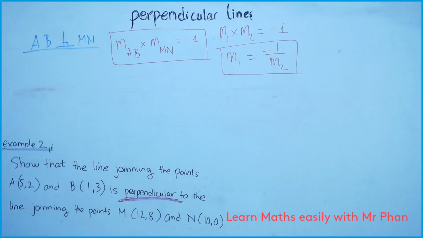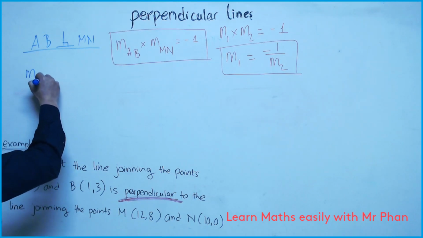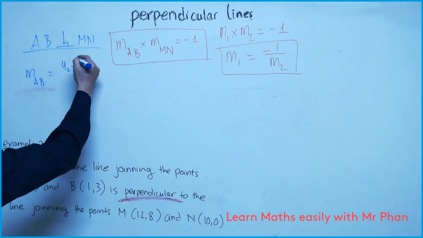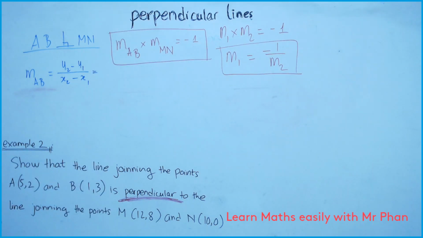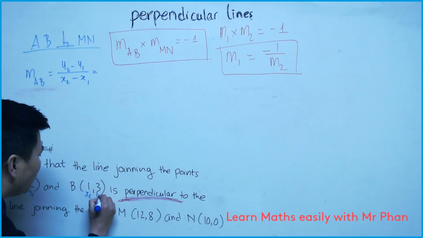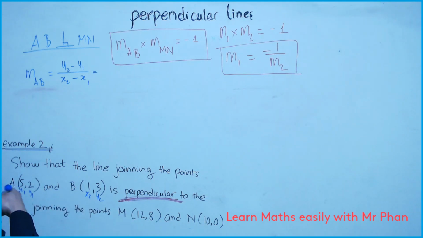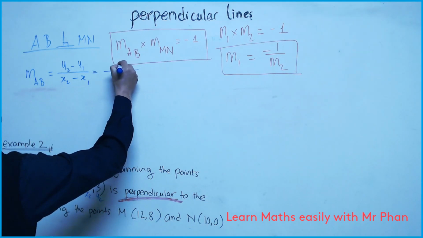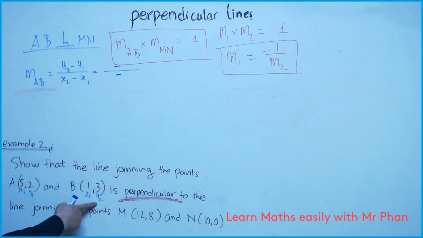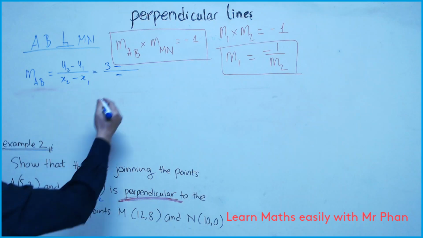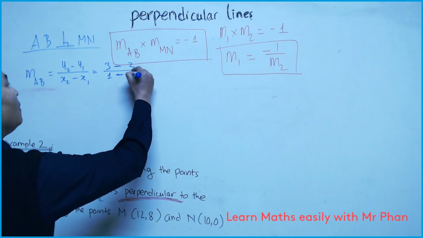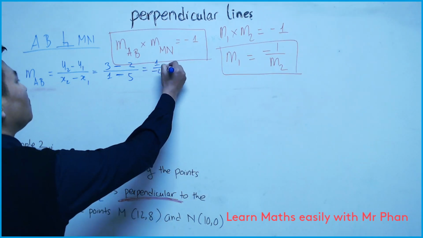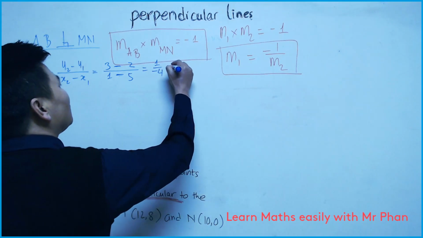Okay, first of all, work out the m of AB. So m of AB equals y2 minus y1 over x2 minus x1. Use the same step. You label for me here: x1, y1, x2, y2. We have done this one before. Okay, so that means y2 is 3, minus y1 which is 2, over 1 minus 5. That gives you 1 over negative 4. So you can write negative 1 over 4.